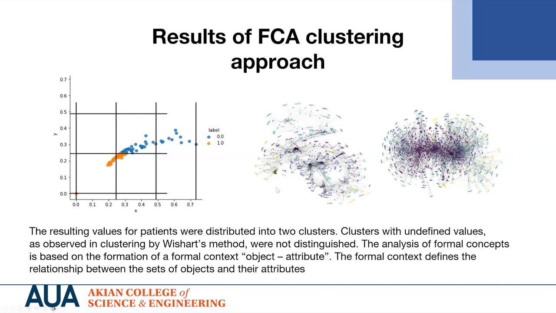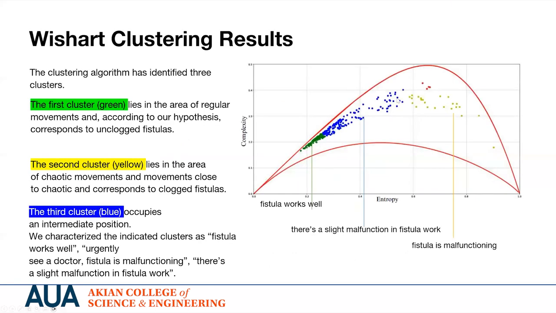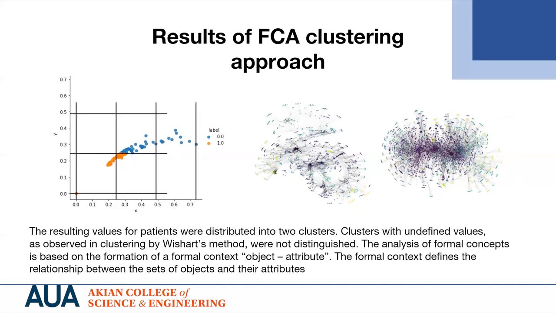Also, we tried to show how it can look in an XY plane, so it's easy to follow. And in this case, this method actually gave better, more distinguishable results. We can see that there are two clusters, which is good. One means healthy fistulas, and another one means that the patient should go to the doctor. And these two methods, they aligned, but the question is how we can interpret the third cluster that is not very chaotic and not very organized, and why we don't see it here.